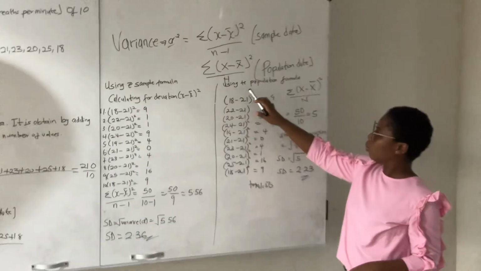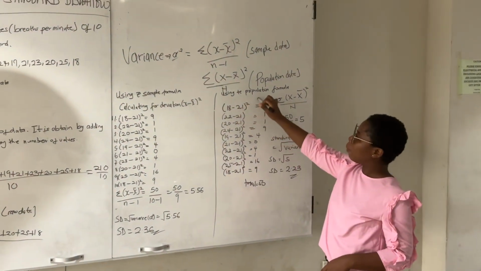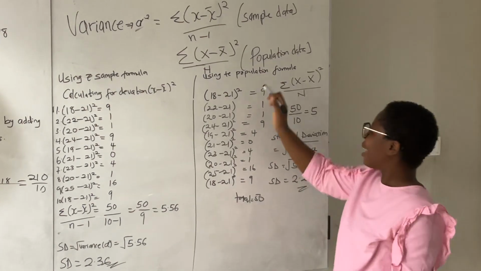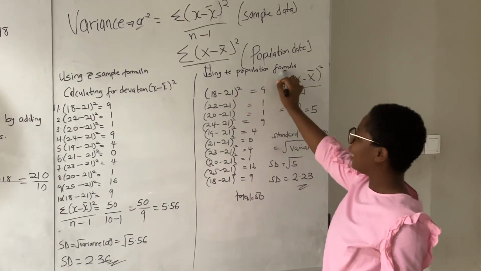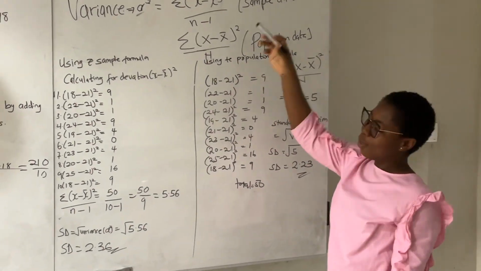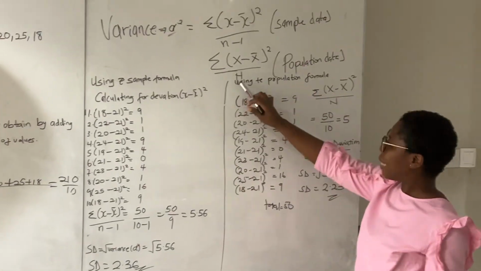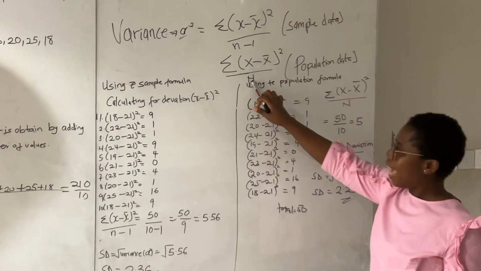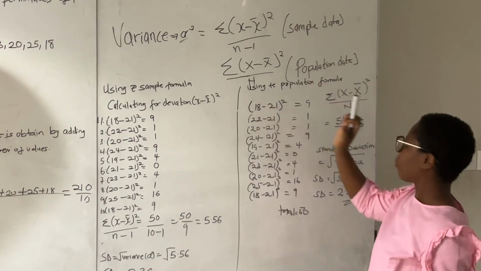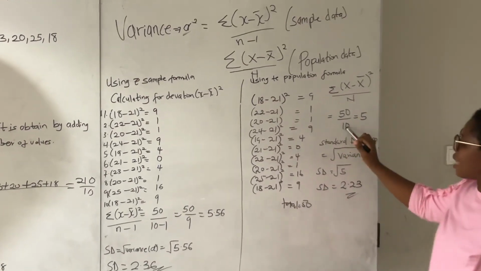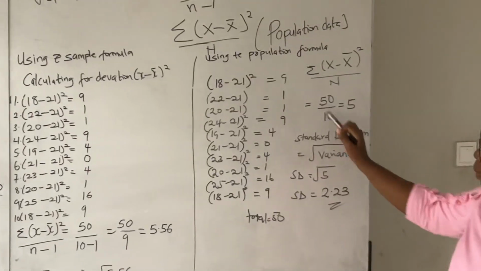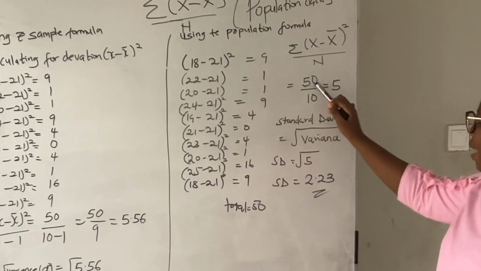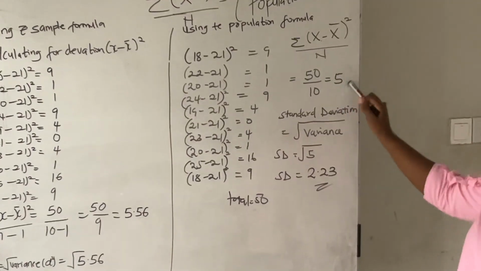Coming to calculating for population. Coming back to calculating for variance for population, we go through the same procedure. But remember, the denominator is only n, number of values. So n is 10, as we got earlier. So you just put in the formula and then you divide 50 by 10, you get 5.